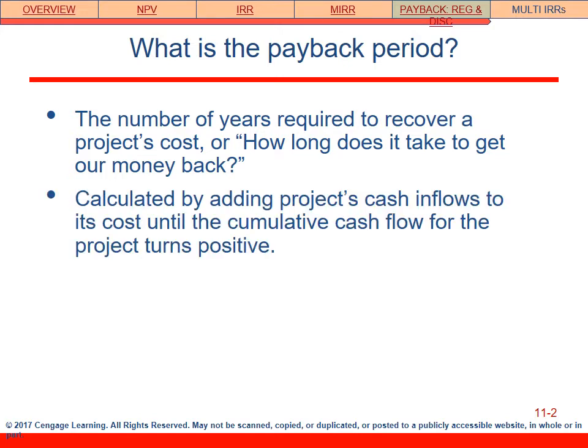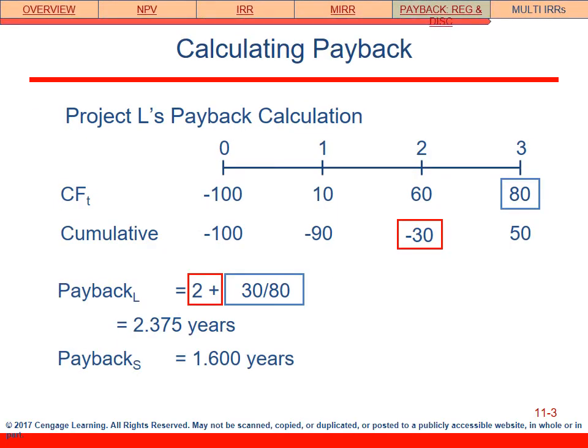It is calculated by adding a project's cash inflows to its costs until the cumulative cash flow for the project turns positive. It is really quite simple. So recalling Project L's cash flows, in year 0 there is a $100 cash outflow, followed in year 1 by a positive $10 cash inflow, $60 in year 2, $80 in year 3. How long does it take to recover that $100 cost?